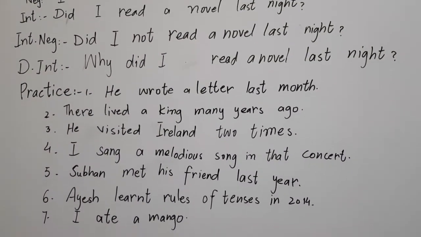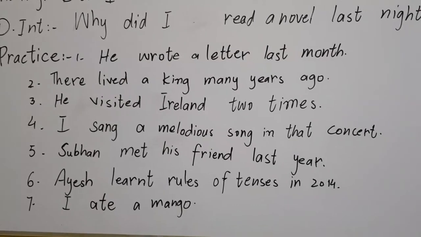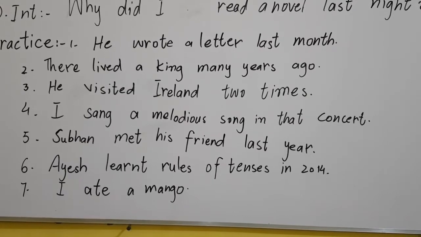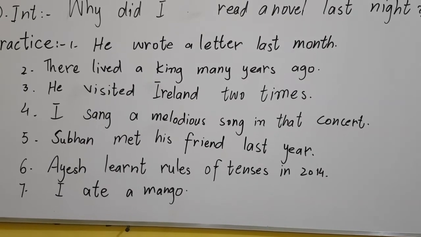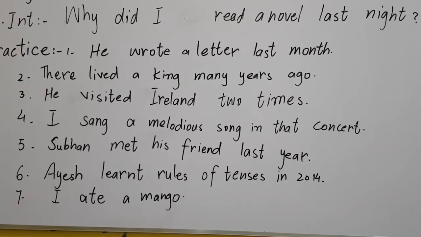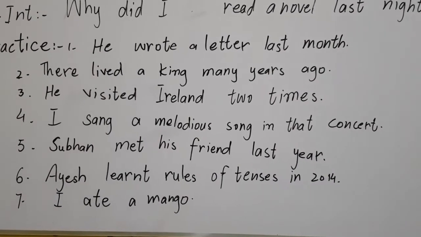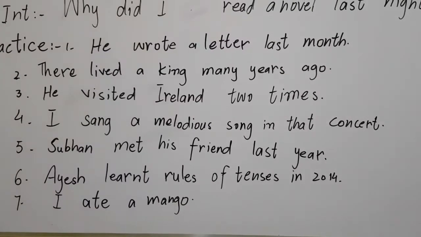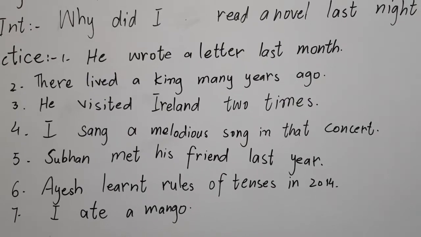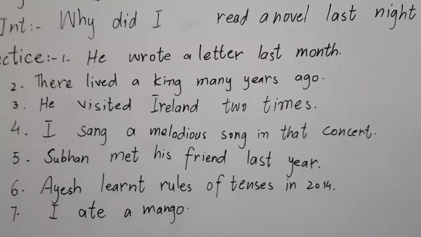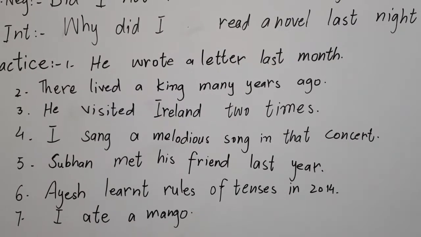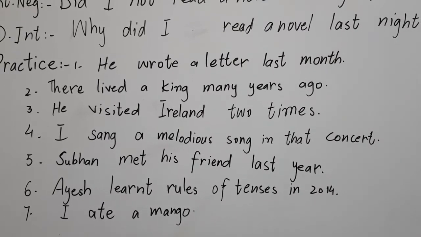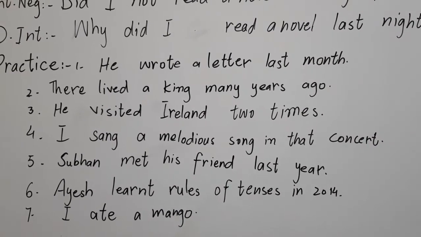Now here are the practice sentences. He wrote a letter last month. There lived a king many years ago. He visited Ireland 2 times. I sang a melodious song in that concert. Subhan met his friend last year. Aisha learnt rules of tenses in 2014. I ate a mango. So please note down all these sentences and change them into negative, interrogative, interrogative and double interrogative.